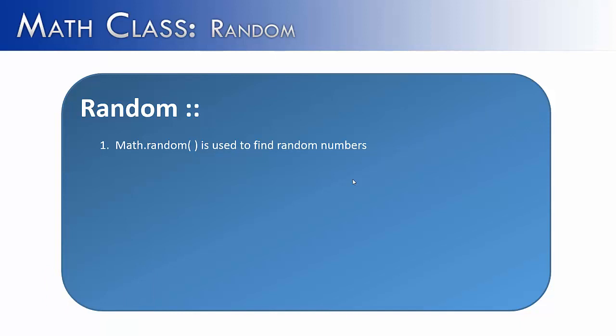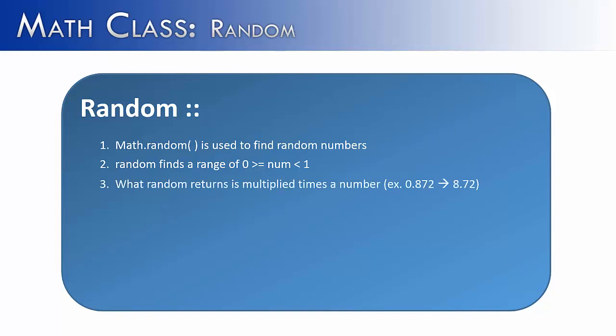All right, let's sum up this big random method. The random method has a simple purpose of finding random numbers. By itself, it is unimpressive because it finds a range of 0 to 1, with the 1 being exclusive. And this range is almost infinite, and it's absolutely not useful. So we have to tweak it in a few ways to get numbers that we can actually use. So first, we're going to multiply what the random method returns by a number like 10. And so 0.872 would become 8.72.